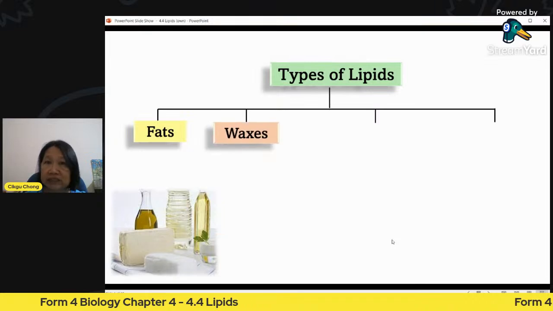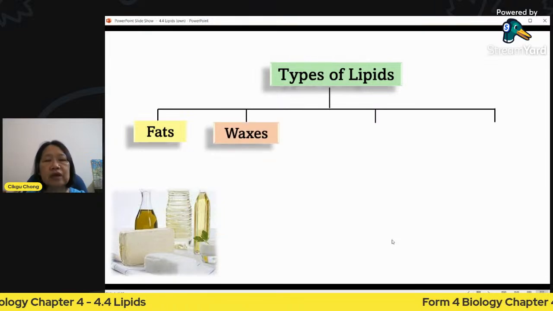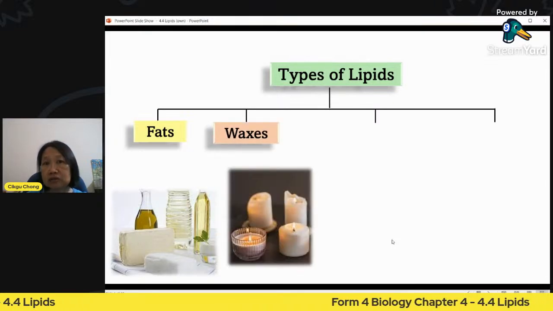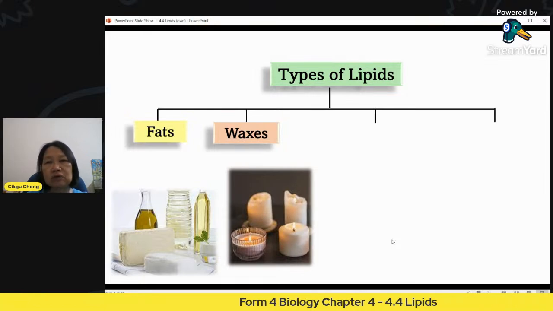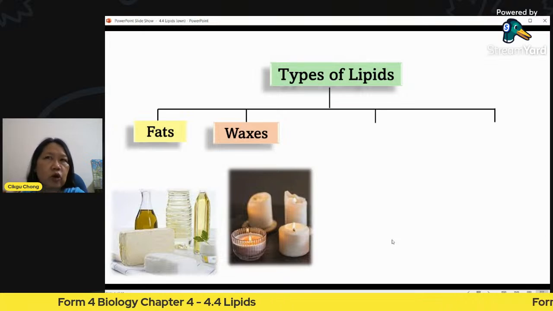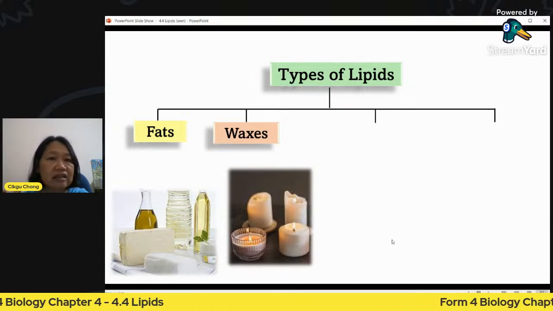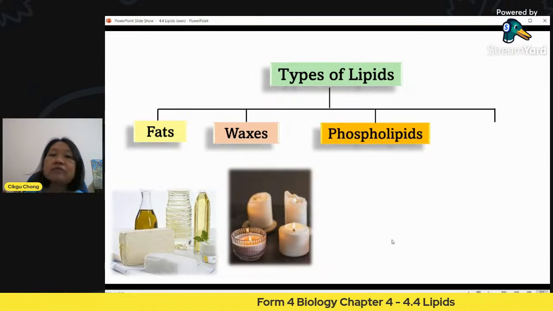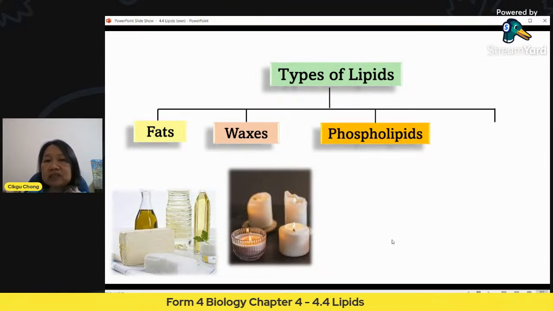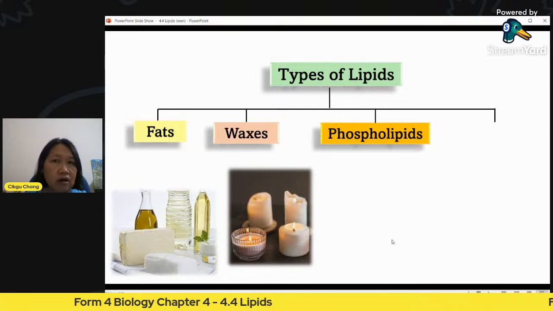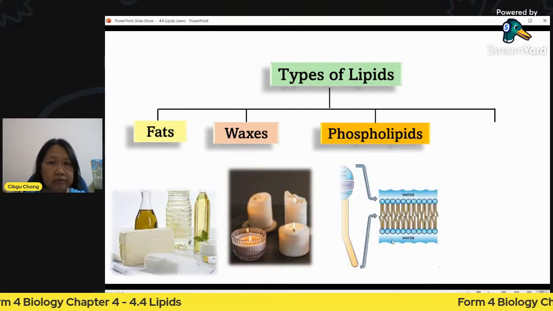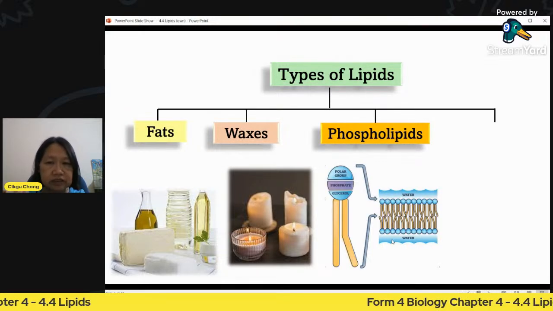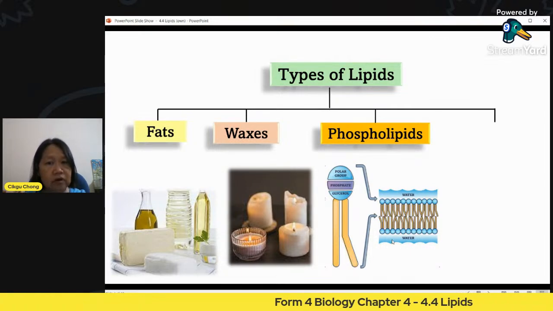Then you will have waxes. Waxes are a type of lipid. You will see them in candles, and the wax-removing substance that you use to remove hair from the skin. Then phospholipid: this is the substance that forms your plasma membrane, the layer of the plasma membrane on the cells.